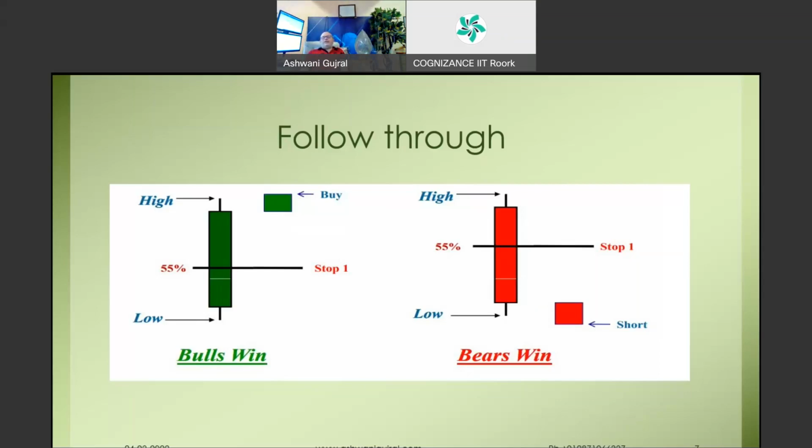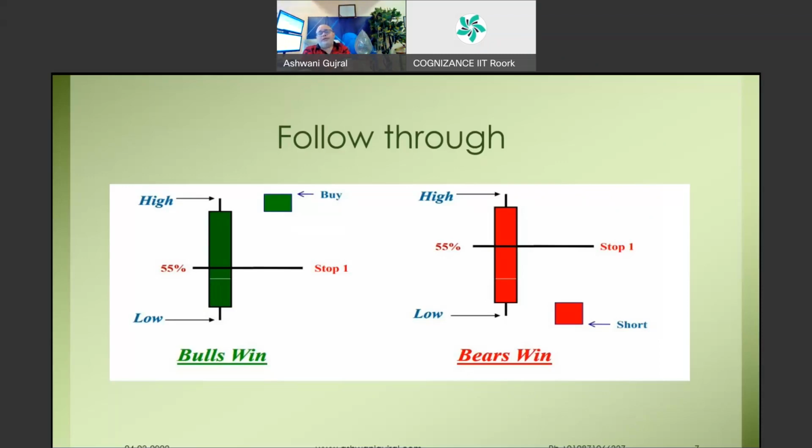Sometimes what happens is that you get this one big green bar and there is no follow through. So very important that you find follow through before you act on signals. Similarly, on the bearish bar, you need a follow through red candle, and that is the point to act.